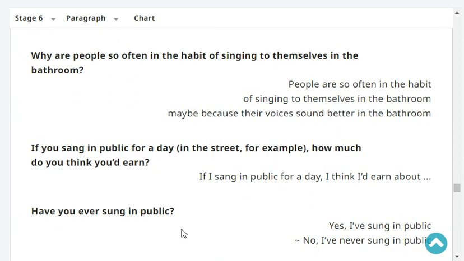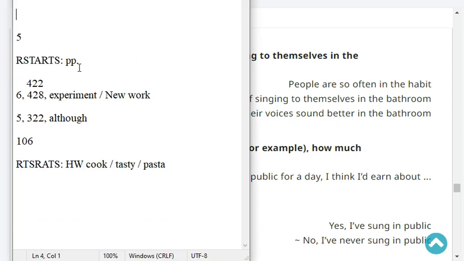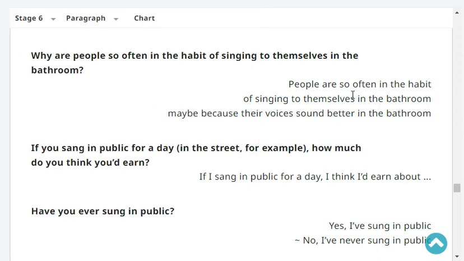Right? If you sang in public for a day, how much do you think you'd earn? If I sang in public for a day, I think I'd earn about 10 million yen. Very good.